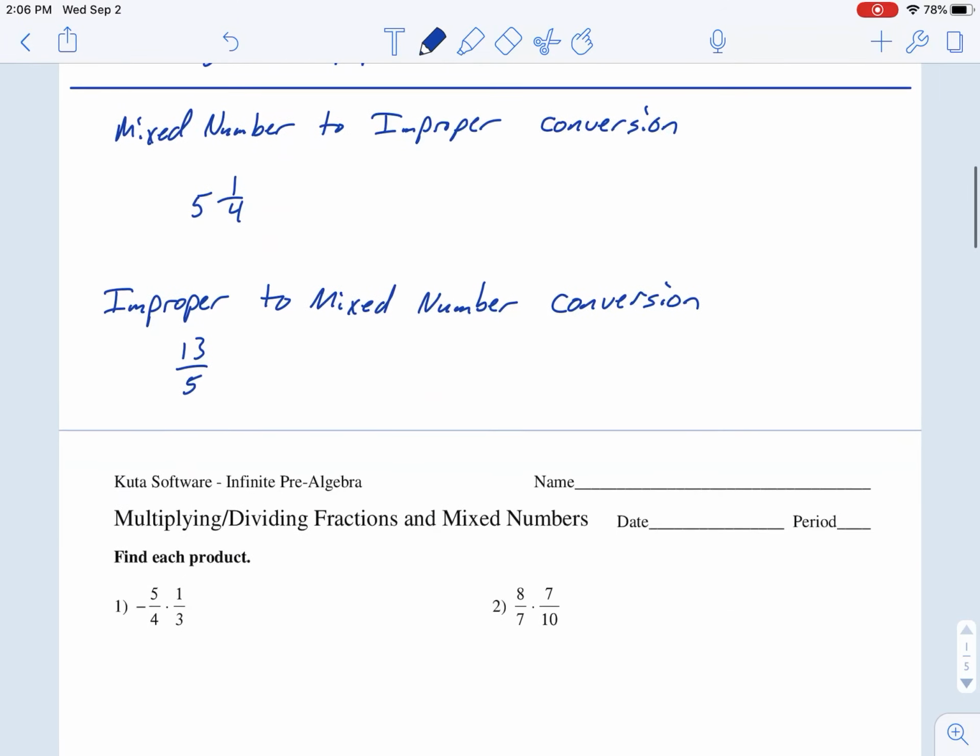So let's look at 5 and 1/4. If we want to make this into an improper fraction, its improper equivalent, what you do is you multiply the bottom number by the whole number, and then you add that result to the top number. So what we have is 4 times 5 is 20. 20 plus 1 is 21. So you write down 21, and then fourths still goes underneath of it.